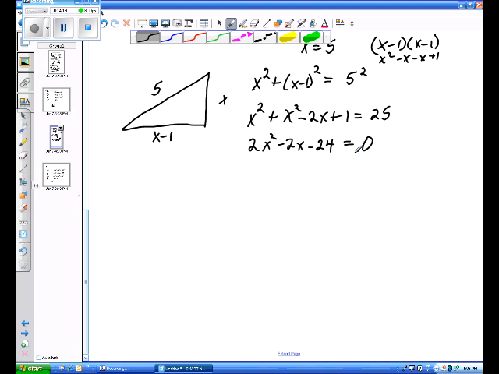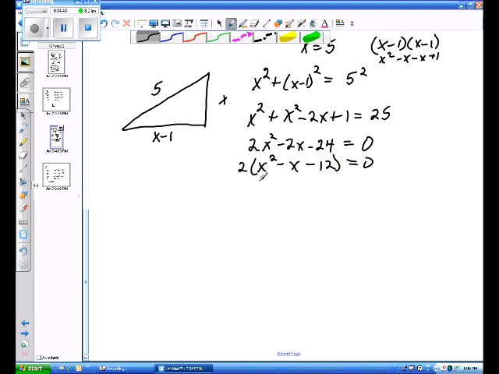Anytime you solve a quadratic, you want it equal to 0. Now you have some options. You can solve this quadratic by factoring, or you can solve it by the quadratic formula. I'm going to solve it by factoring. So I look, and there's a common factor of 2. So I factor out a 2, and I have x squared minus x minus 12 equals 0.